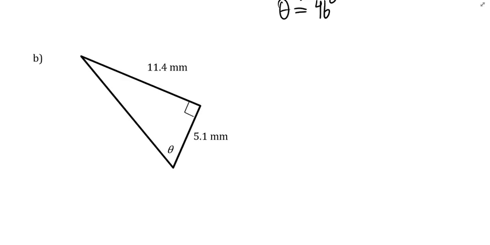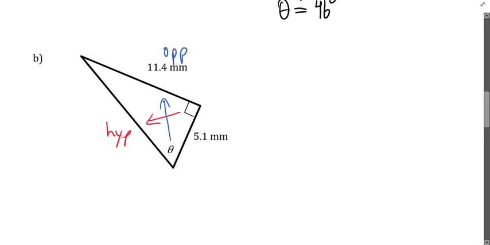All right, so you should have hypotenuse here. You should have opposite here. How many people have that? And that makes this adjacent. Awesome. So Noah, which ratio did you pick?